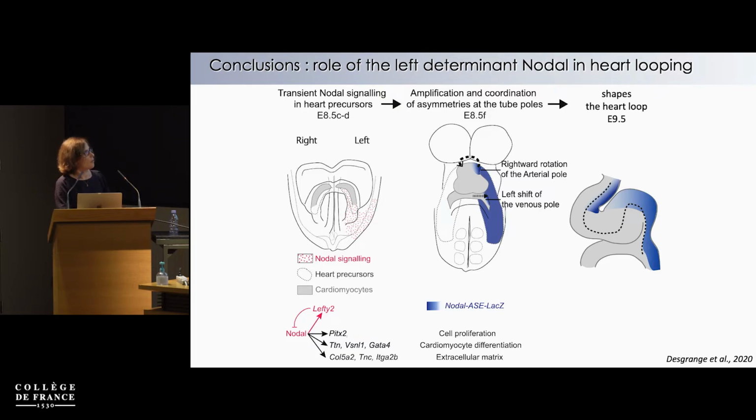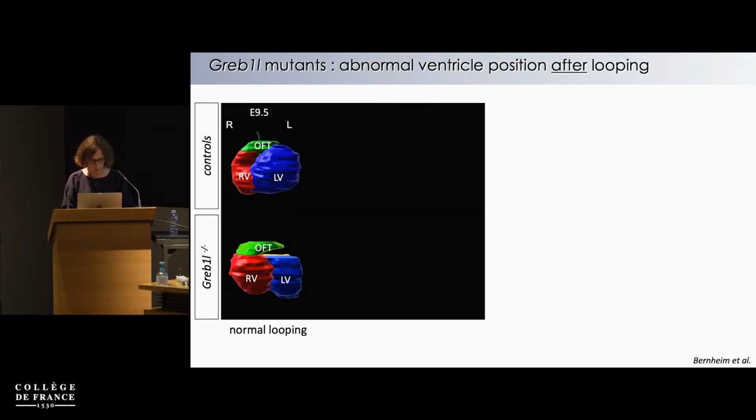So this is how the tube loops with a repositioning of the ventricles. Now at the end of the heart loop, the ventricles are positioned on the right and left sides. One could think that this is sufficient to establish the position of the ventricles until we found a new mouse mutant, which is a mutant for this gene Gray-Boinel that I will come back to later.